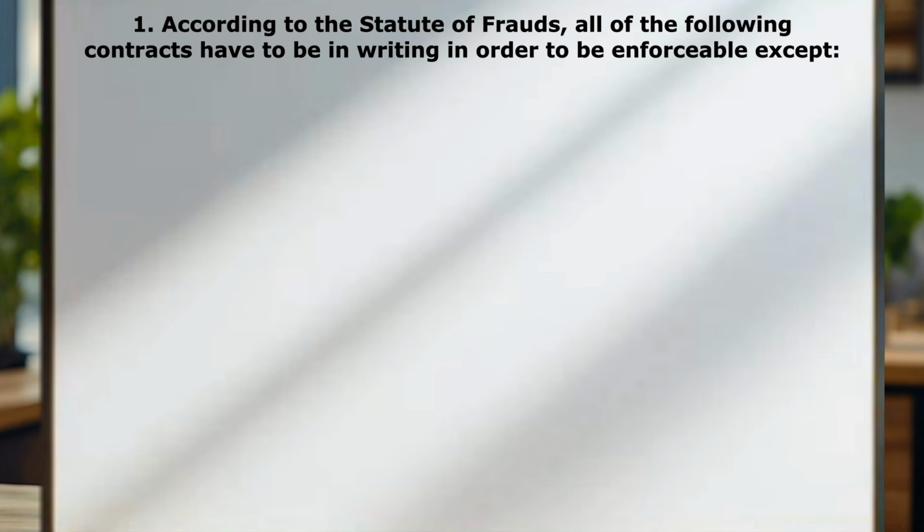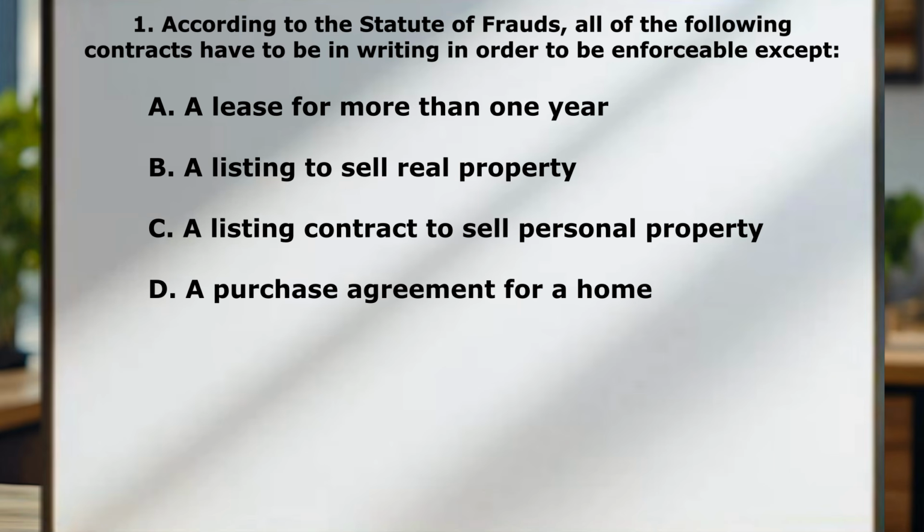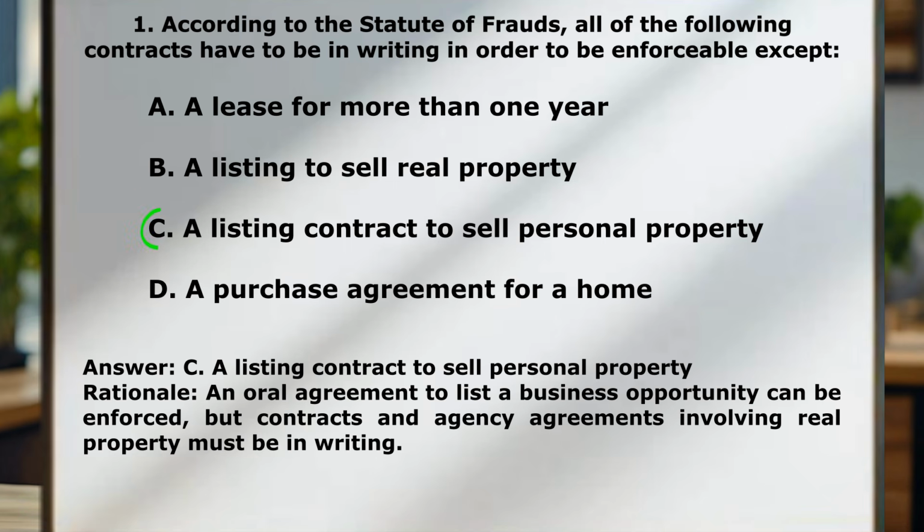Question number 1. According to the statute of frauds, all of the following contracts have to be in writing in order to be enforceable, except A, a lease for more than 1 year. B, a listing to sell real property. C, a listing contract to sell personal property. D, a purchase agreement for a home. Correct answer here is C, a listing contract to sell personal property.